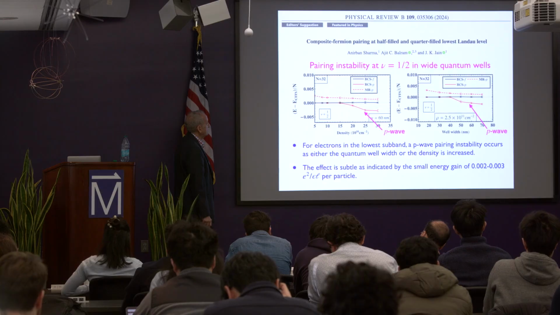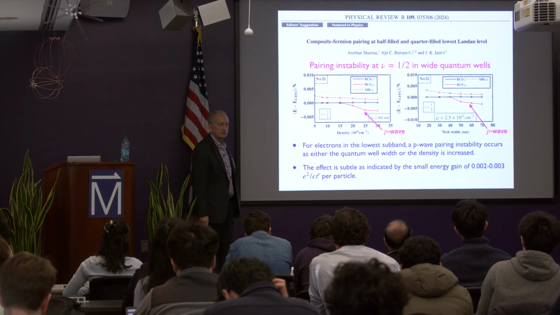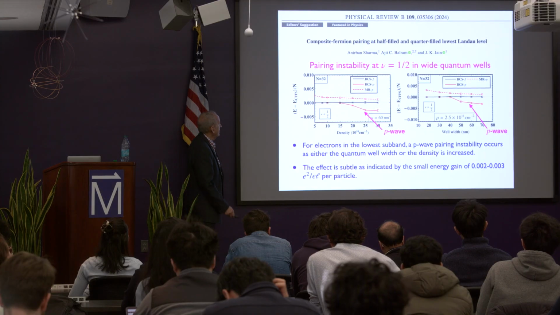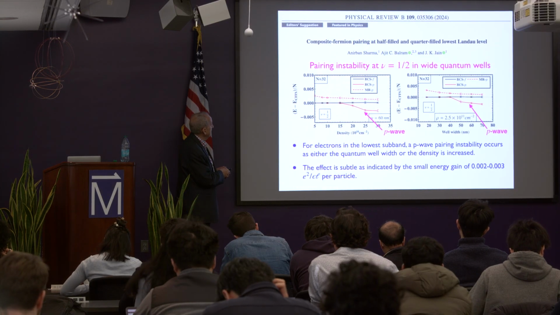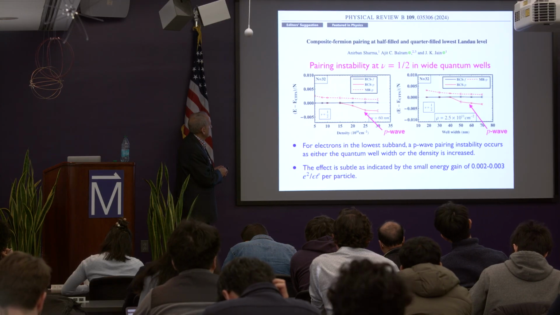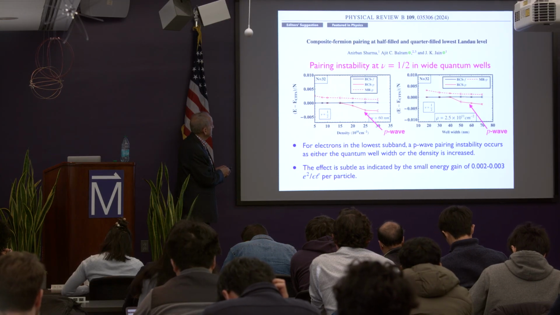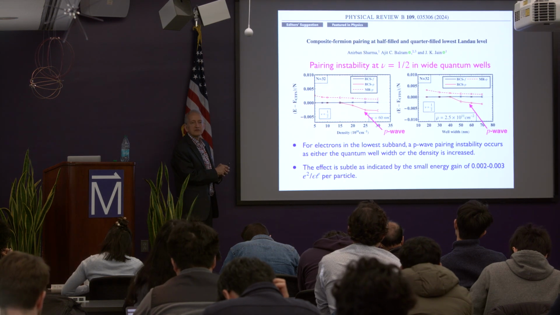Okay, so Anirban Sharma is the one who did these calculations. He said, okay, let me change the density and ask what state has the lowest energy. He found that it remains a Fermi sea up to some point, and then it goes into a P-wave paired state. Okay?